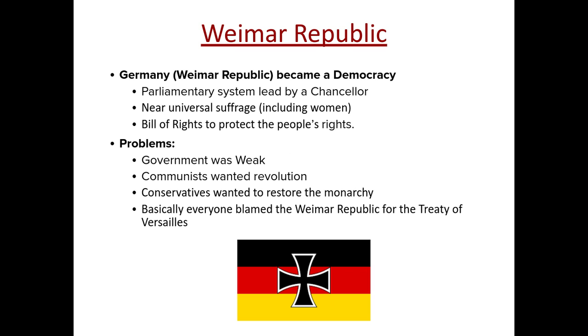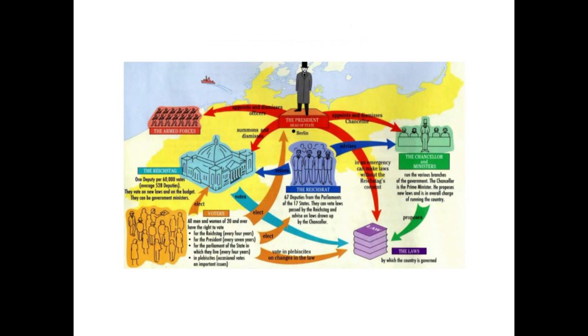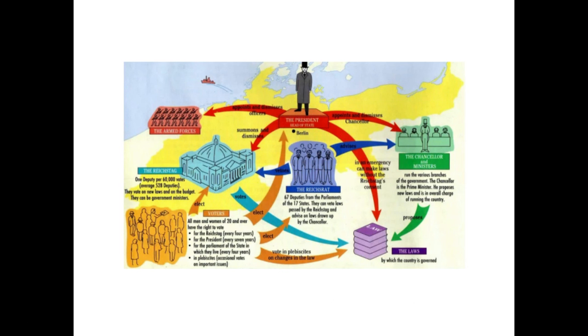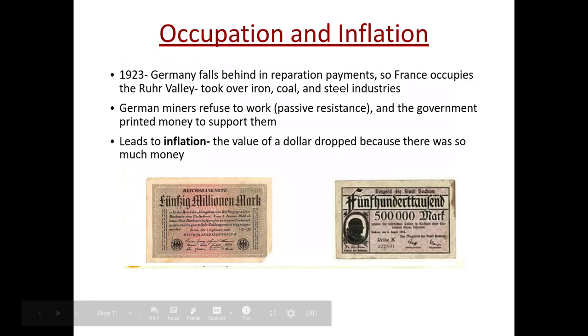But really, the problems that occurred in the Weimar Republic, many people blame on the Treaty of Versailles. And I think most of the problems here are economic issues. And here's a nice little graphic that shows you how the government is set up. I'm not going to go into it right now, but that's something you can take a look at. You can pause it, or you can look at the slides if you want to. It's very interesting.